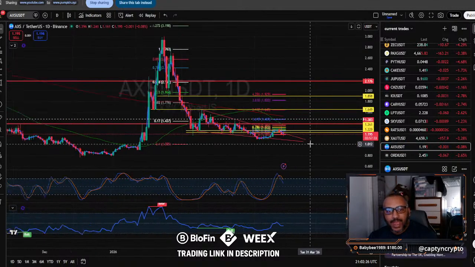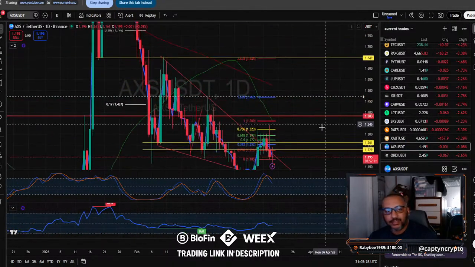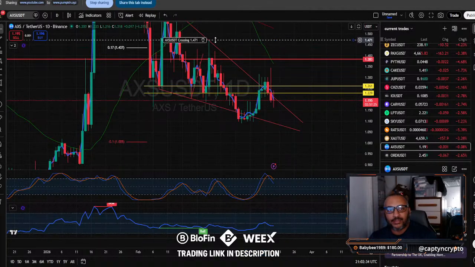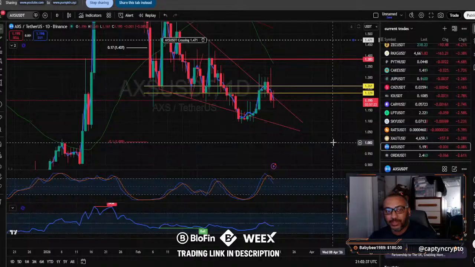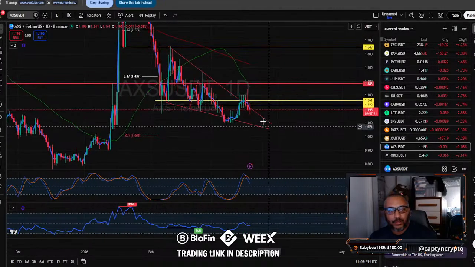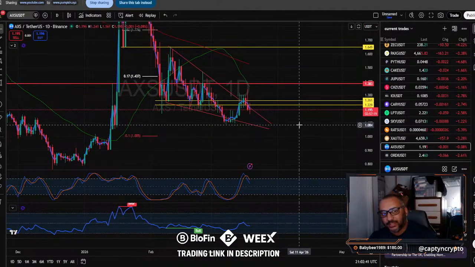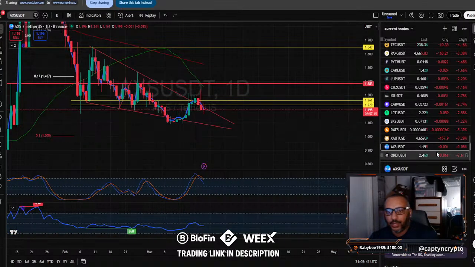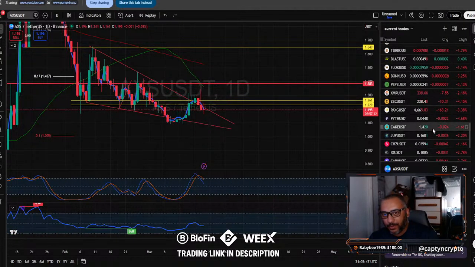Another one is Axie Infinity, which unfortunately fell a little too low last night, so would have been stopped out. But if you are looking at Axie Infinity, still a pretty decent setup. Even though it's struggling, still a decent setup. Something to keep your eyes on. Another gaming token. The gaming world, they're just given zero love.